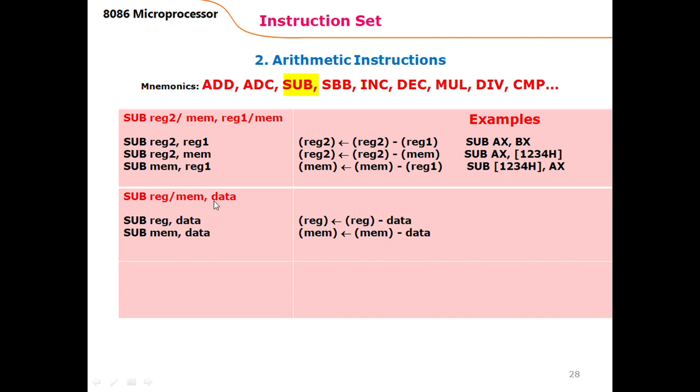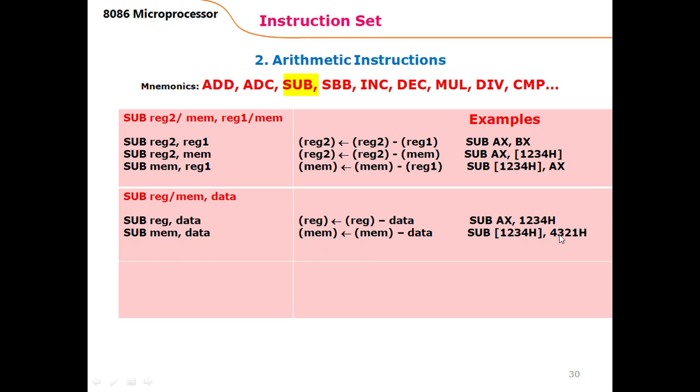Here the immediate value is subtracted from the register, and the result is stored back into the register. For example, 1234H is an immediate 16-bit value. This 16-bit value is subtracted from the 16-bit content in the AX register, and the result is stored back into the AX register. Similarly, the source can be immediate, while memory is the destination operand. The immediate data provided here is subtracted from the data in this memory location, and the result is stored in the same memory location.